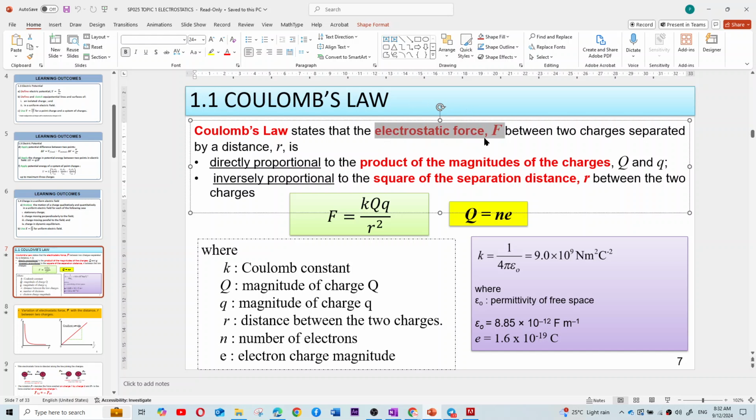He said that this electrostatic force is directly proportional to the product of the charges, between two charges actually. That's why we have big Q and small q. This force is directly proportional to the product of the two charges, and inversely proportional to the square of the separation distance between them.